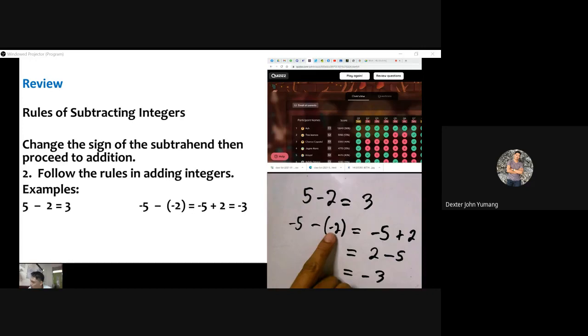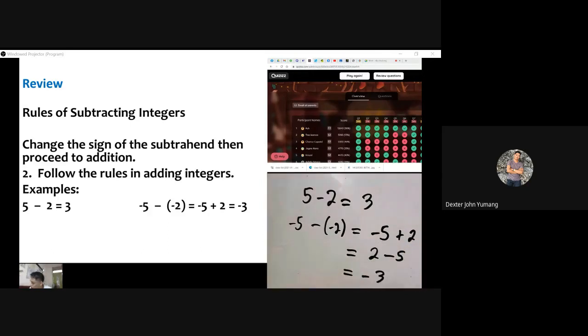Again, ulitin ko. Negative 5 minus negative 2. Kapag meron po kayong nakita negative, parenthesis, negative, magiging plus na yan siya. Kopyahin si negative 5 dito, magiging plus na ito, plus 2, kasi negative times negative is positive. 2 minus 5, binaliktad ko lang po. Ang positive nilagay ko sa left side, ang negative nilagay ko sa right side. So 2 minus 5, that is 3.